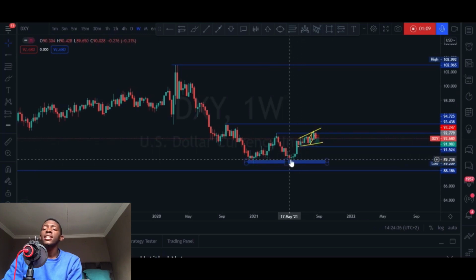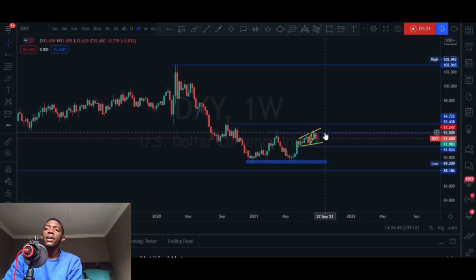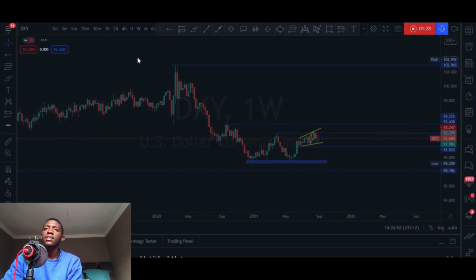So right now, another important area for me is this area here. It's very important to look at how we got to the area. So how we got to the area is actually going to determine where price might be heading next. So right now, let me go to the daily time frame so I can have a clearer picture of things.